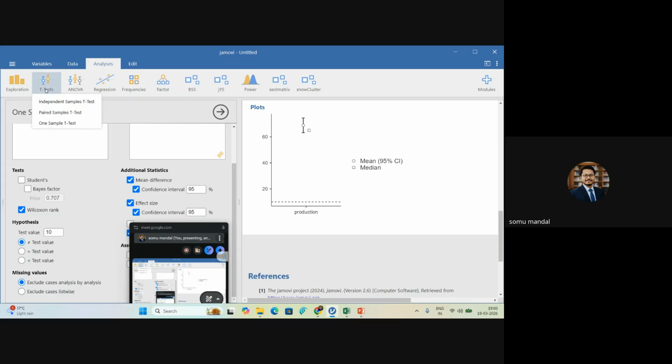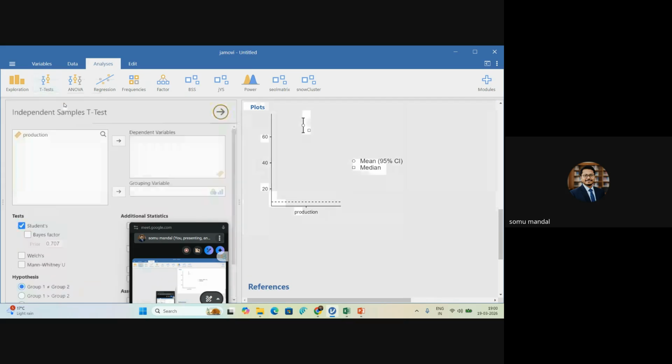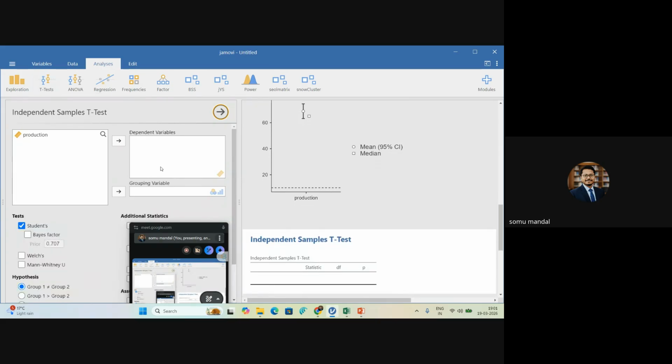Another test in the t-test is called the independent sample t-test. Look, there is a dependent variable and a grouping variable. Suppose you have two kinds of plot: one is a normal plot, another is a treatment plot. For the treatment plot, you apply some mechanisms, etc. And now you are going to analyze how effective this particular treatment is in terms of agricultural outcomes.